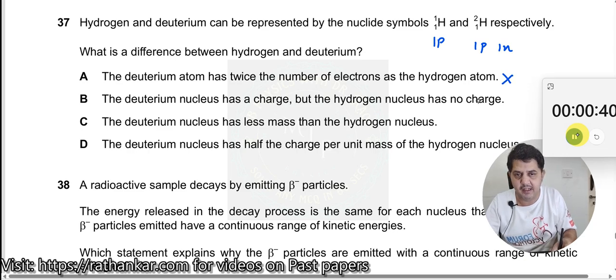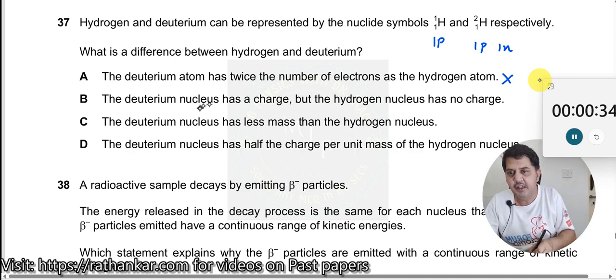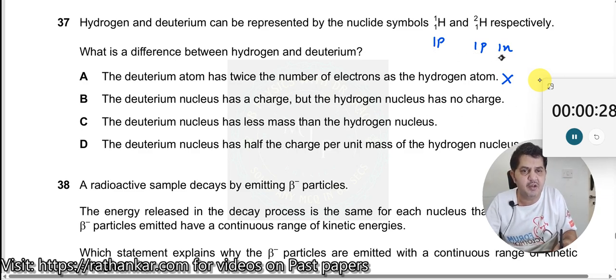Definitely not correct. The reason is, how many protons do we have? So that many electrons you should have. So definitely this is incorrect. Option B: the deuterium nucleus has a charge, but the hydrogen nucleus has no charge. No, see, both of them have charge because you have a proton here, and you have a proton and a neutron there. One neutron is in excess. So this is also incorrect.